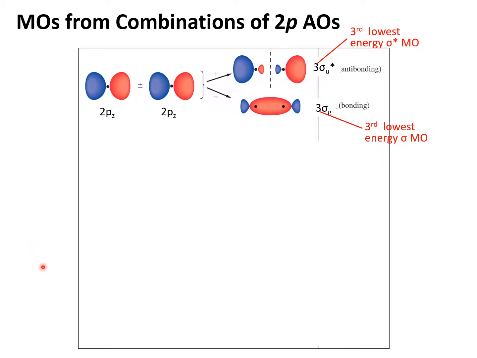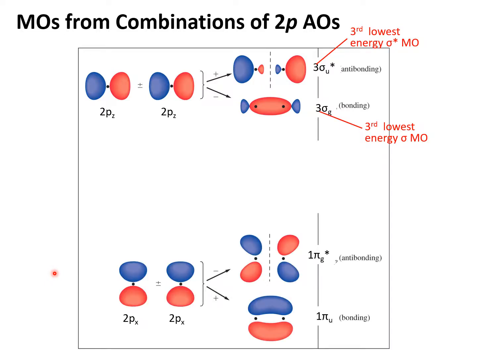Now, the other way that the 2p atomic orbitals can combine is side to side, and the result for side-to-side overlap of the 2p orbitals is shown here. Again, they can combine both constructively, as represented by the bonding molecular orbital shown here, or destructively, as represented by the antibonding molecular orbital shown above. Here you can see that in the case of the antibonding molecular orbital, there's a nodal plane lying between the two nuclei, and that nodal plane is represented by the dashed line.